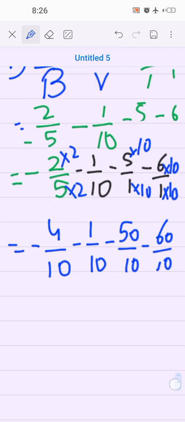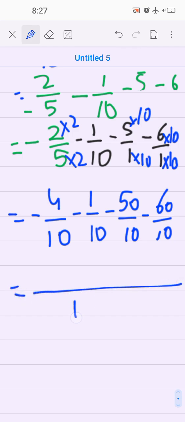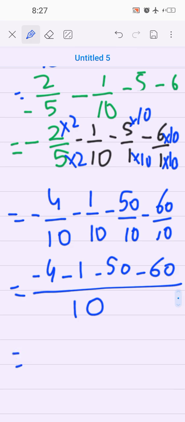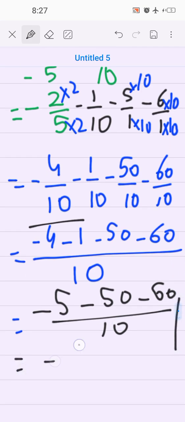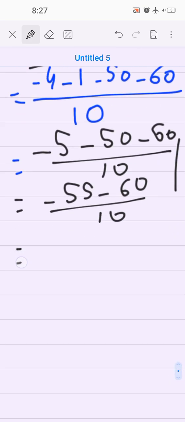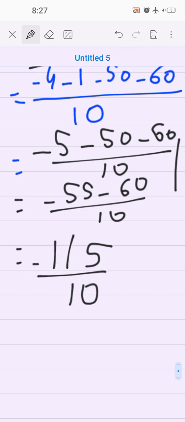Now remember that you are supposed to take a common denominator. Many students take it directly, but since you have been making equivalent fractions, I thought I would just do it like this. Minus 4, minus 1, minus 50, minus 60. Now when you have the same signs, you add them but keep the sign of the greater number. Start dealing with these one by one. Minus 55 minus 60 gives you minus 115 over 10.